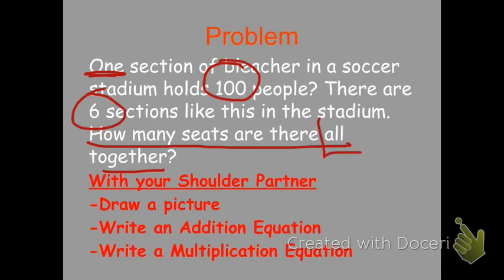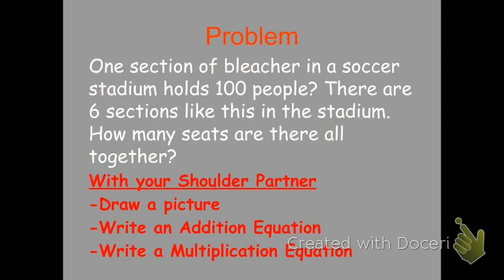I'm going to box all together because it's a key word that tells us we're looking for the sum or a total of all the seats together. And again, we're going to draw a picture, write an addition equation, and write a multiplication equation to go with this problem. So let's start off by drawing the picture.